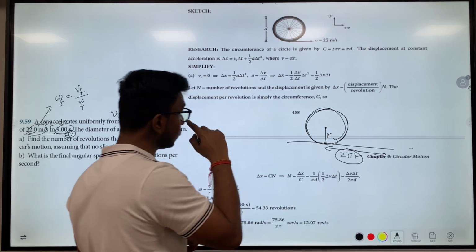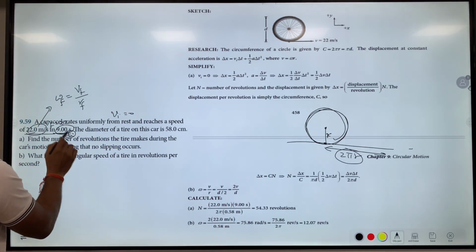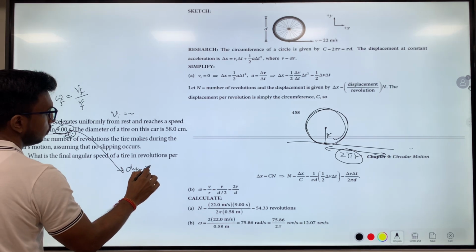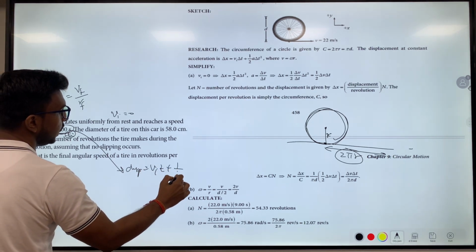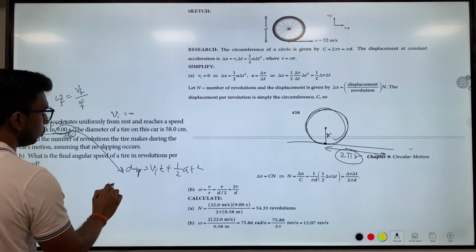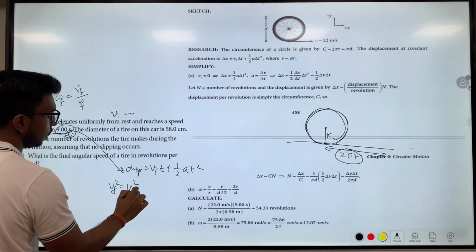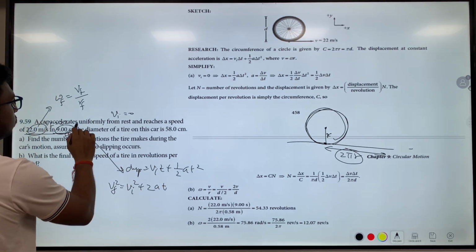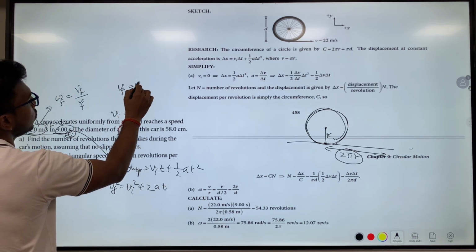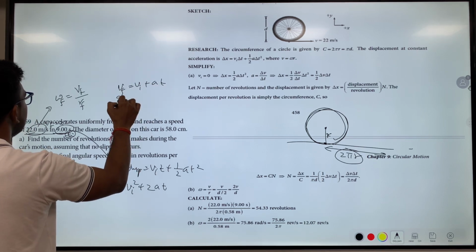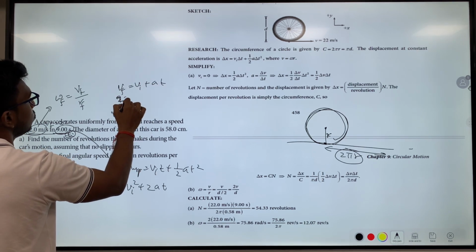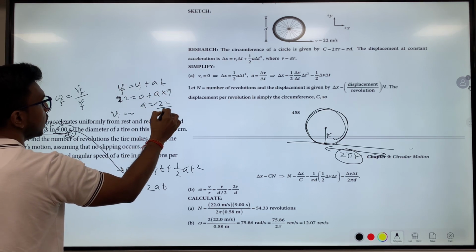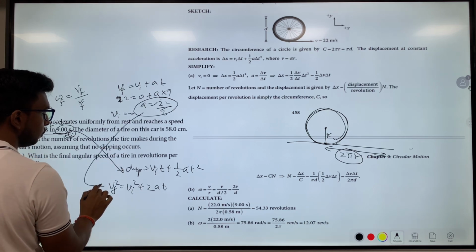If I calculate the distance the car has traveled in 9 seconds, displacement can be calculated by s = V initial t plus half a t square, or you can use V final square equals V initial square plus 2 a s. Do we know the a? No, we don't know the a. So I can use V final equals V initial plus a t. V final is 22, V initial is 0, a I don't know, times 9. a comes out to be 22 by 9. Once I have a, I can put it in any value.